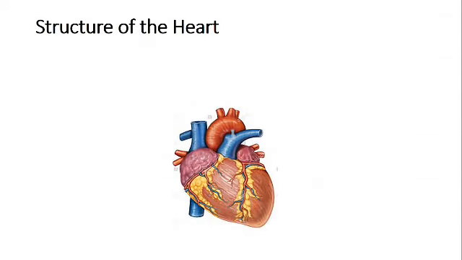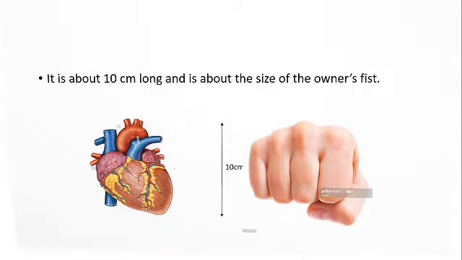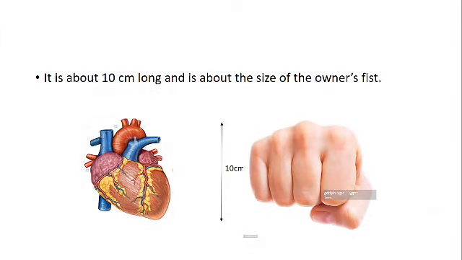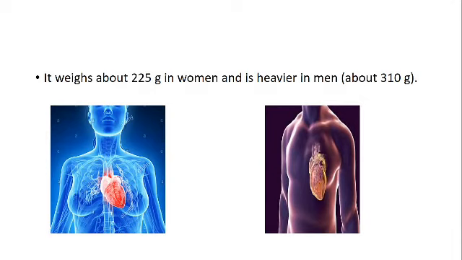What does the heart look like? The heart is a roughly cone-shaped muscular organ. It measures about 10 centimeters in length, about the size of a clenched fist of the owner.